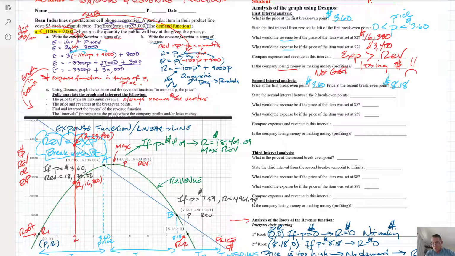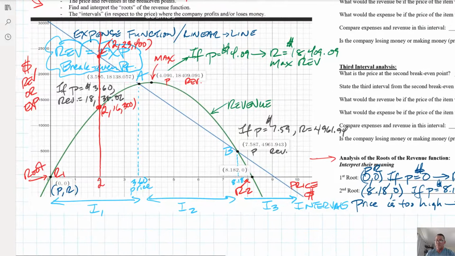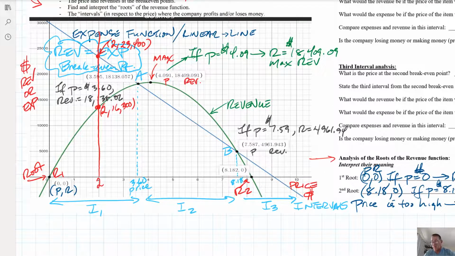Let me see. No, it's not $18.08. I miswrote. Oh, I just found a little mistake. You guys got to fix your notes because I'm not going to rerun this video. The second break-even point, I misread my DESMOS here, is $7.59. Holy cow. I can't believe that. I was looking at the root. This is the root right here. I misread it. So let's fix right here. This is not 8.18. This is $7.59. That's the price at the second break-even point. Misread my DESMOS graph.